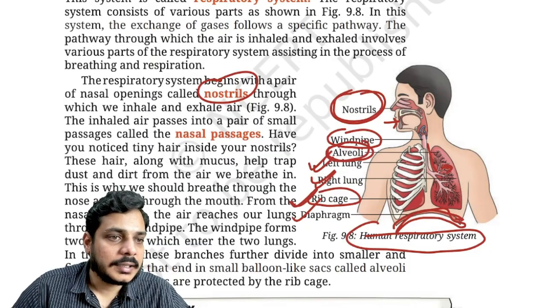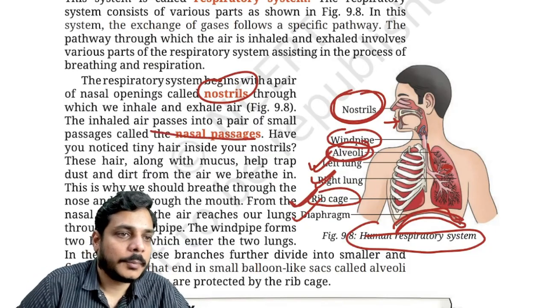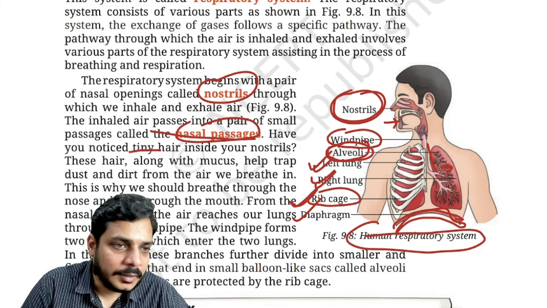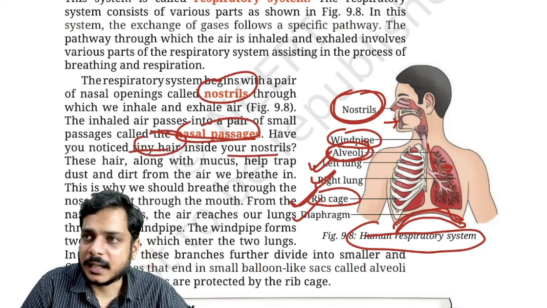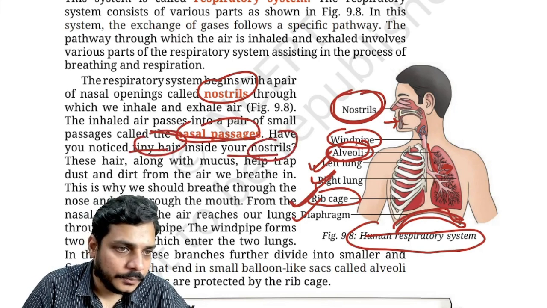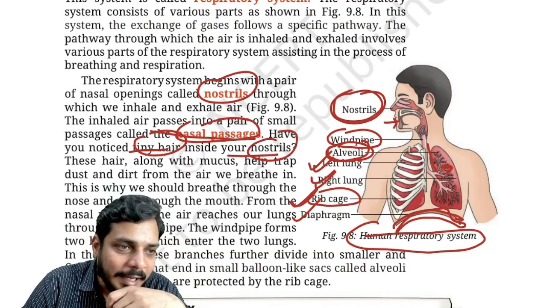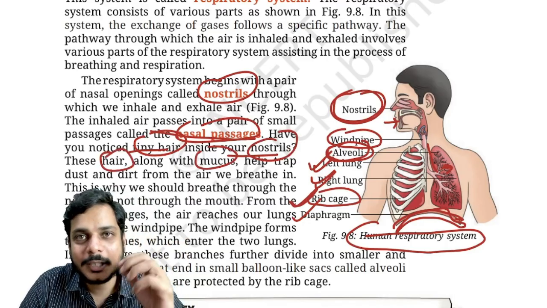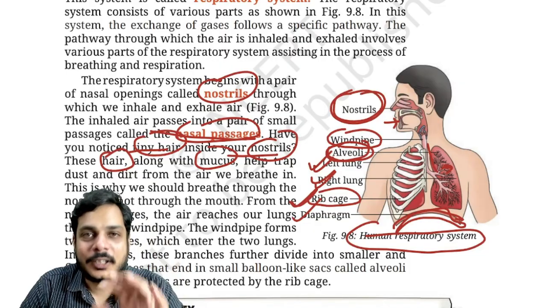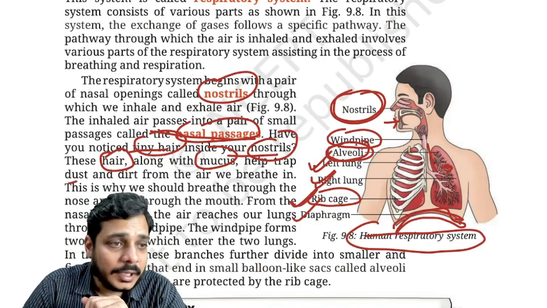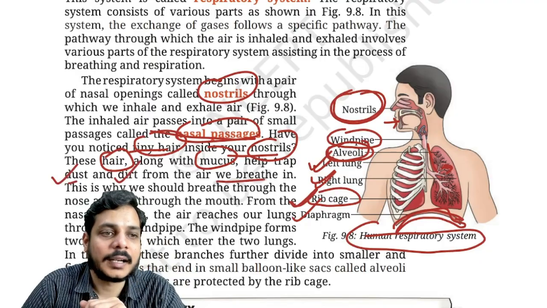The inhaled air passes into a pair of small passages called nasal passages, and there is some tiny hair inside the nostrils as well. What is the function of this hair? The responsibility of this hair along with the mucus is to trap the dirt particles that are there in the air. It helps to trap dust and dirt from the air that we breathe.